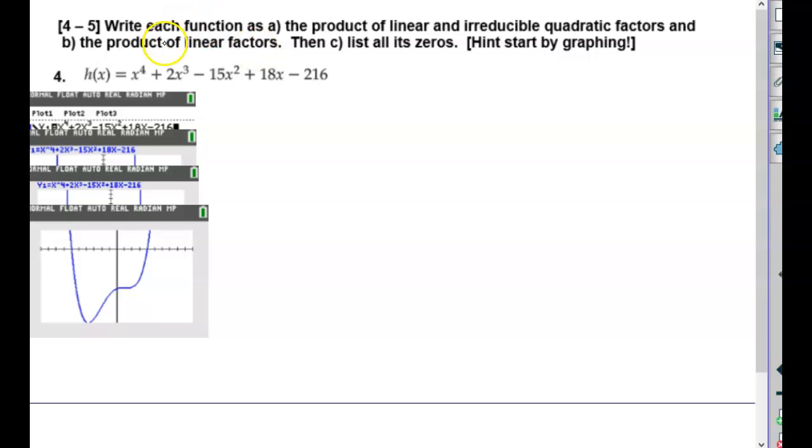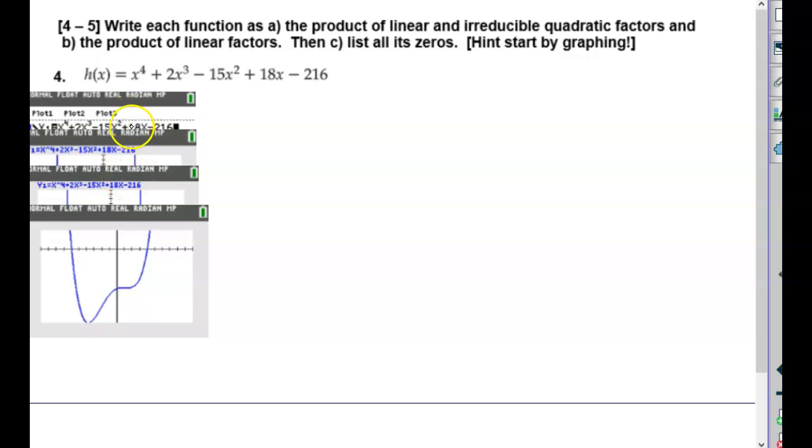Okay, numbers 4 and 5 say write each function as a product of linear and irreducible quadratic factors. That means if it doesn't reduce any further, we don't have to. It means you need real coefficients, and be the product of linear factors. Oh, then we do have to reduce it. And then list all the zeros. Okay, start by graphing.